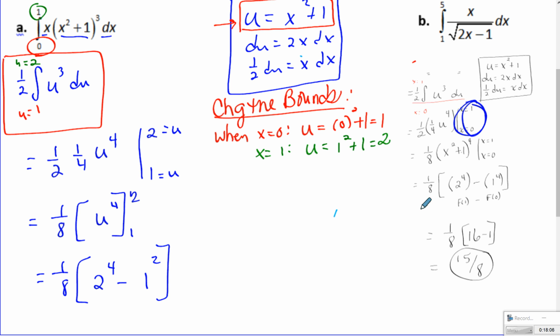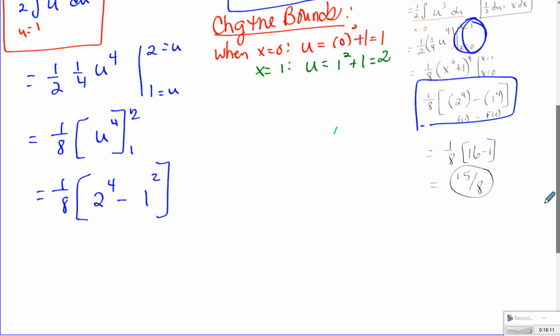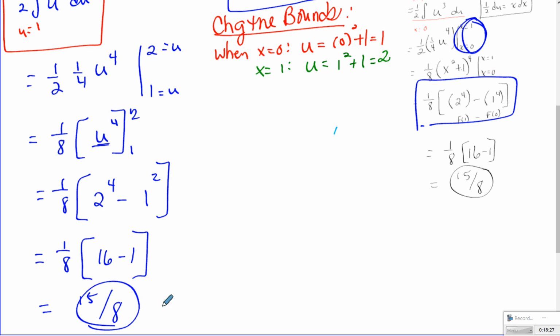Oh my gosh, these turned out to be identical values, didn't they? You'll notice I did not switch out of u, so it saves a step. I like it. The AP also loves it because they give you multiple choice questions that you have to use u substitution throughout the entire problem. So 15/8, winner, winner, chicken dinner, the answer's the same.